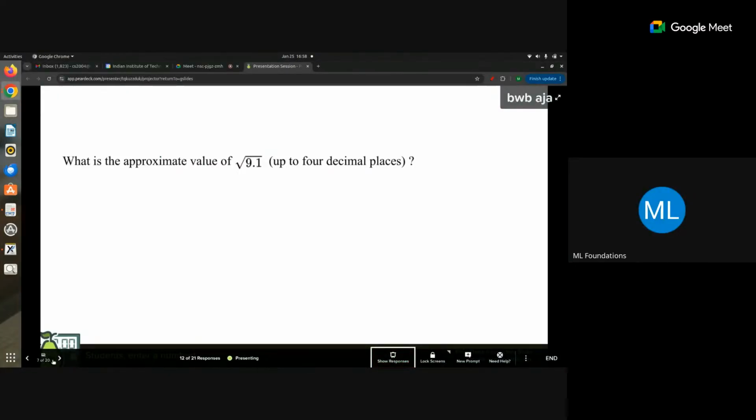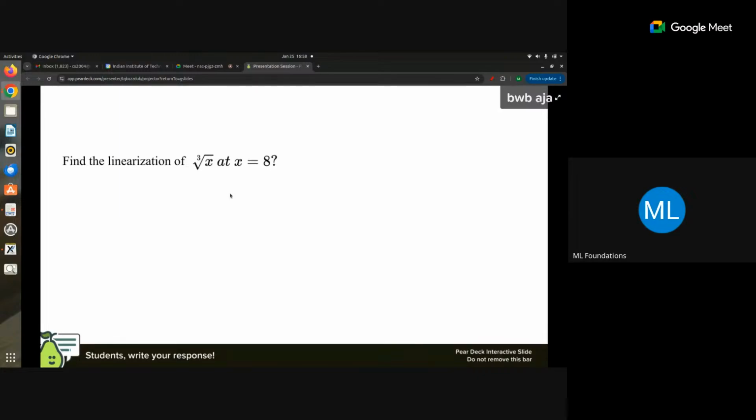Okay, so let's move ahead. Find the linearization of cube root of x at x equals 2. Same linear approximation problem. What is the function here? Cube root of x, right? And we wanted to find the linear approximation form of cube root of x at x equals 8.